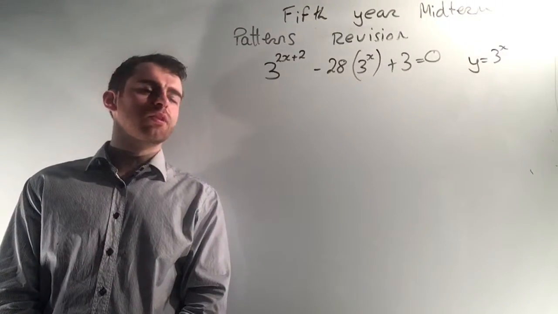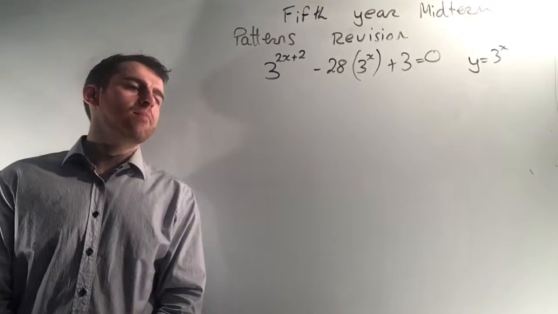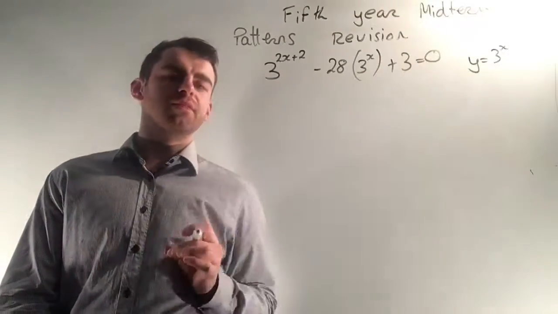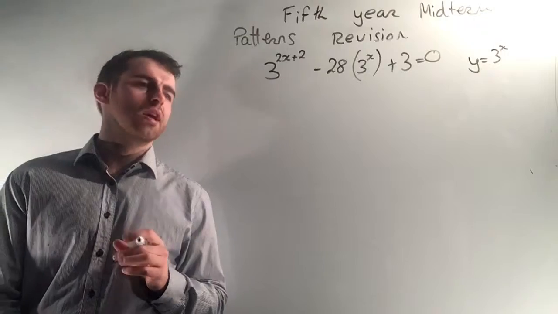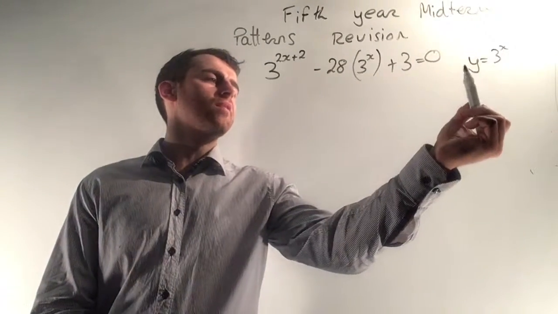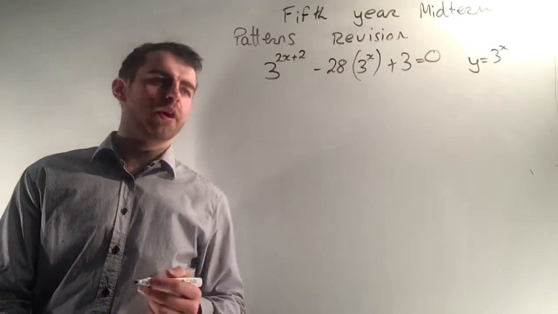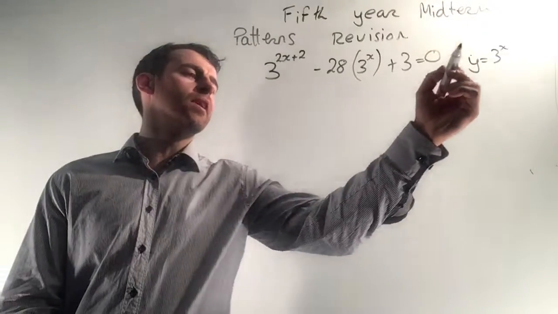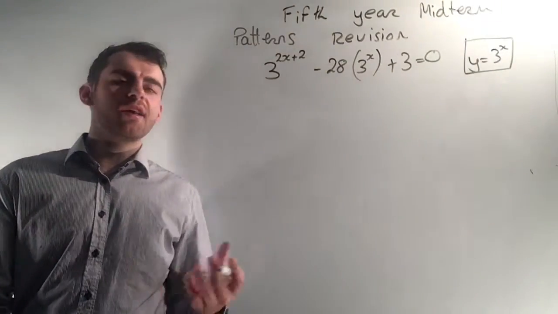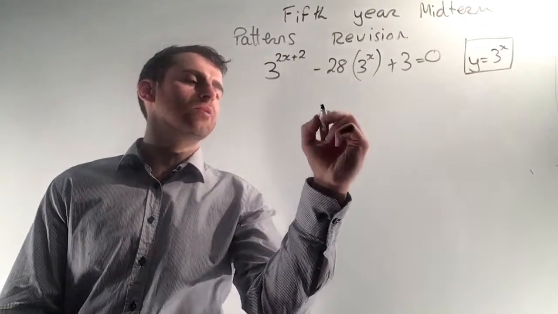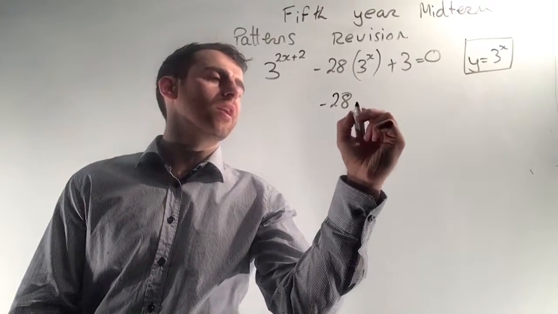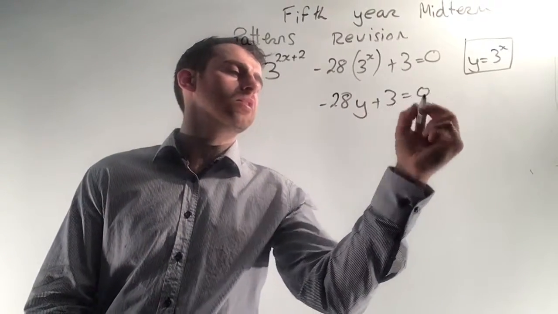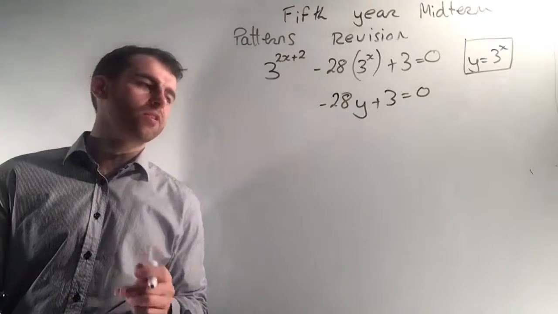Okay, this is similar to one that we did previously. Again, when you get a question like this, you need to realize that it's a quadratic equation. What you need to do here is, instead of a 3 to the power of x, you need to sub in a y. And once you've identified that, that's your substitution, life is very simple for the last two terms. This is minus 28y plus 3 equals 0. My problem lies in the first term.